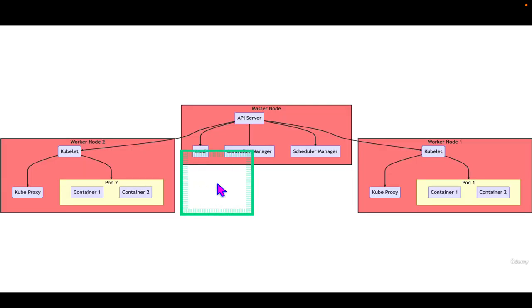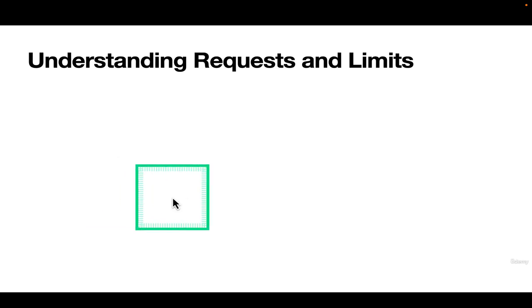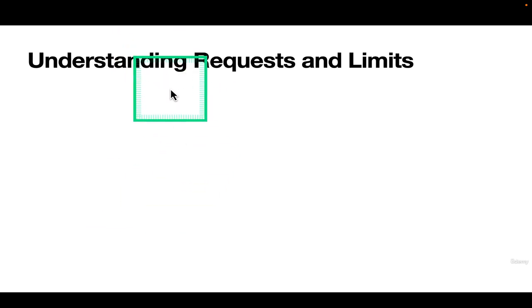So this is a very high level diagram. Just to recap, this is a master node, and we have got API server, etcd, controller manager, scheduler manager. Then the API server talks with the worker node, and the worker node has the kubelet component and kube proxy, but kubelet directly interacts with the pod, and a pod may have one or more containers. So just to recap, and now understanding requests and limits.